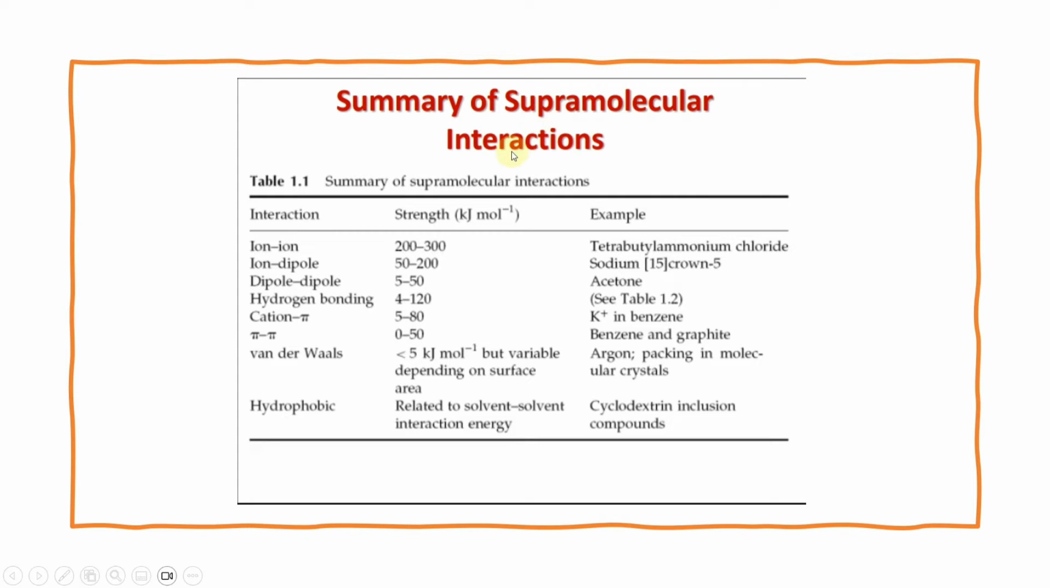So what are the different types of non-covalent interactions? Well, the different types are the ion-ion interaction, the strongest one, which is from 200 to 300 kilojoule per mole. And the weaker interaction than ion-ion is the ion-dipole interaction with the energy of 50 to 200 kilojoule per mole. Similarly, dipole-dipole, hydrogen bonding, cation-pi, van der Waals, and hydrophobic interactions, all of these are non-covalent interactions. And these non-covalent interactions can be present in the host-guest complex.